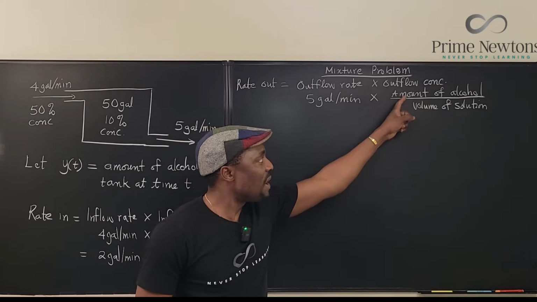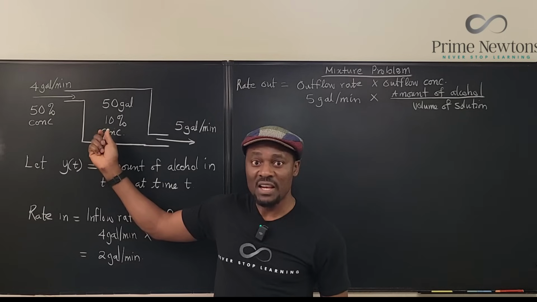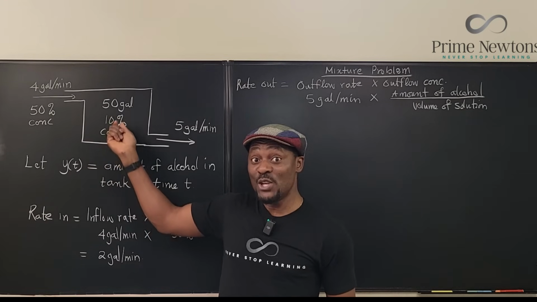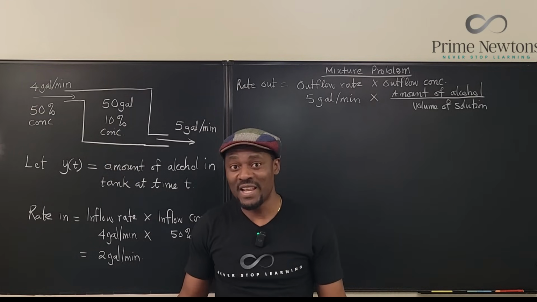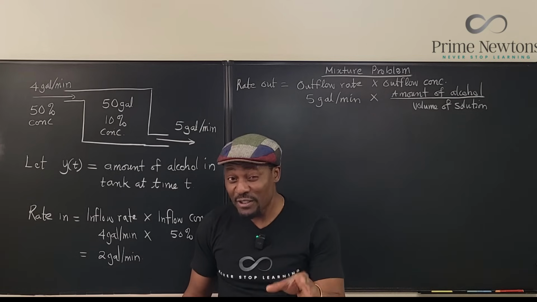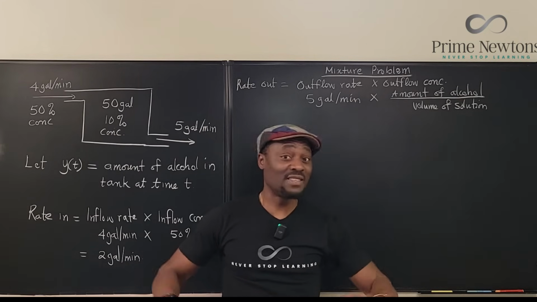Now, what is the amount of alcohol in the tank? Like I said, at the beginning we knew it was 5. But at any time, we don't know what it is. And that's the hardest part. If you get this explanation, everything else is easy.